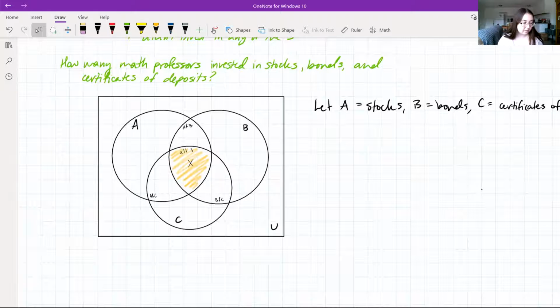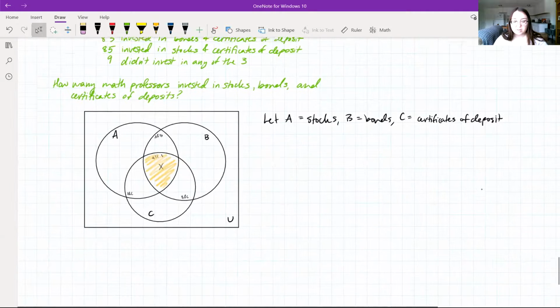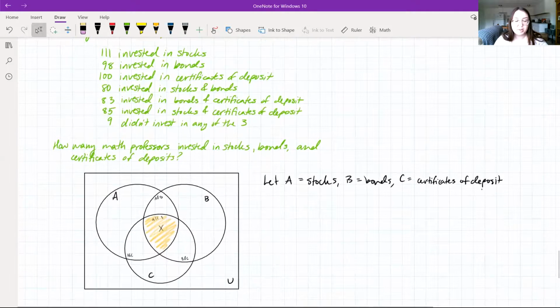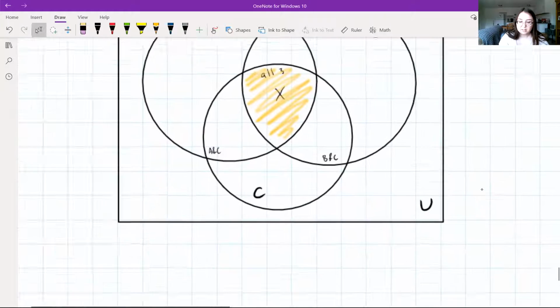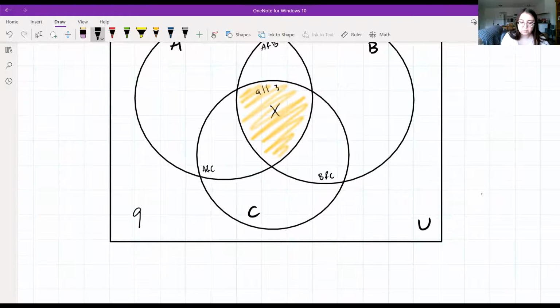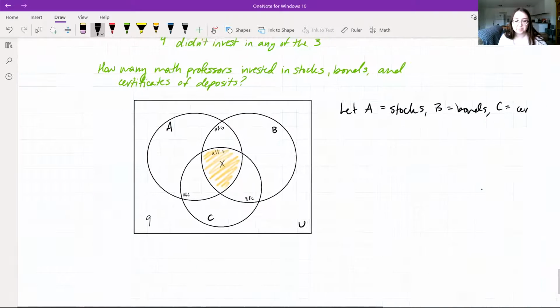So, if we start with maybe our easiest value in the list here, we want to think of 9 didn't invest in any of the 3. We know that value. That value is certain because we know that 9 didn't invest in any of them, so we know that 9 is going to be in the region around the sets. 9 does not depend on who invested in all 3. So we can write 9. It's 9 people on the outside.